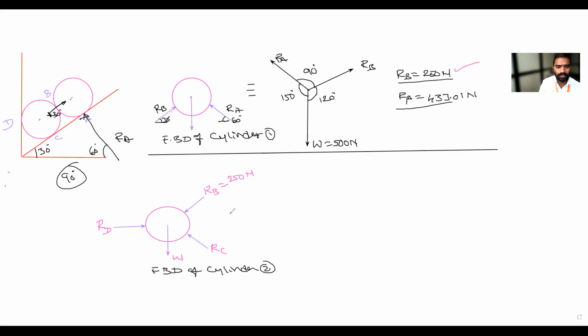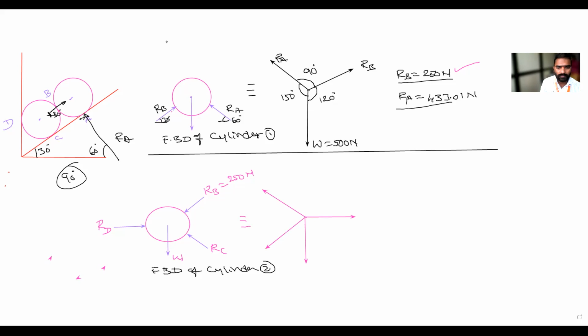Again, this RD is going in the horizontal direction, so I will draw RD in this fashion. This is RD. Again there is W, weight is acting in the downward direction, so I will draw it downward. Then RC is going in this direction, so I will draw RC like this. And RD is passing in this direction. Afterwards I will write their angles also.